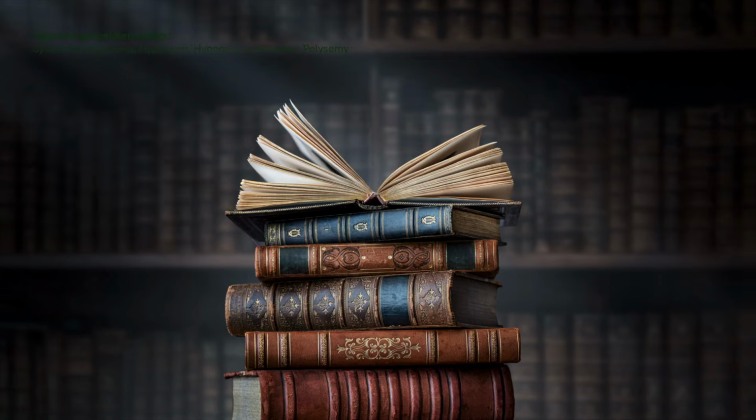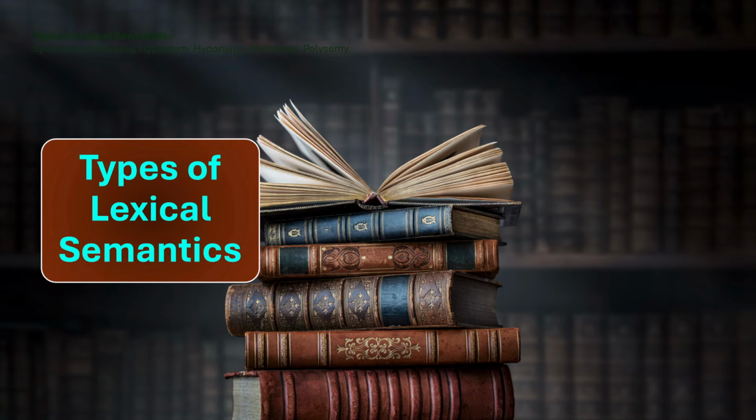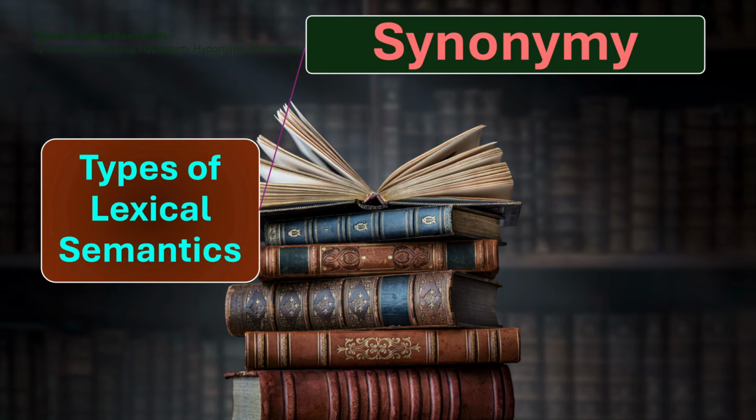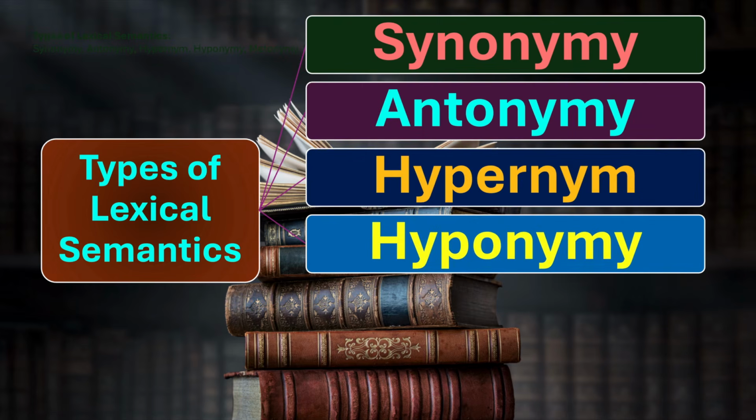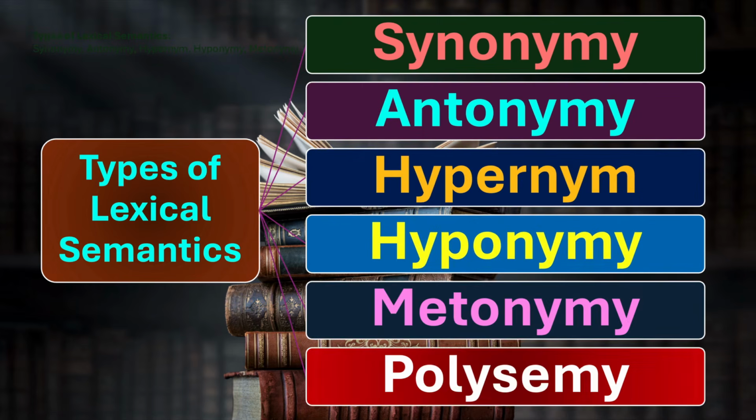Now we talk about types of lexical semantics. We have synonymy, antonymy, hypernymy, hyponymy, metonymy, and polysemy. These are six most important types of lexical semantics, but I'm not going to discuss each one of them in this discussion. Otherwise, this lesson will be very long. Maybe in future or in my next video lesson, I will talk about each one of them.